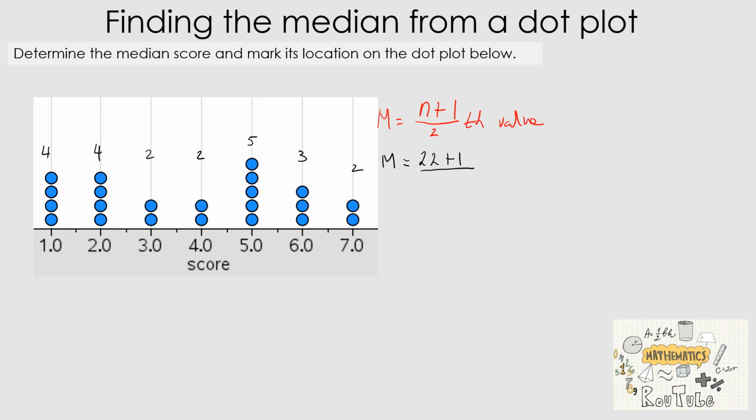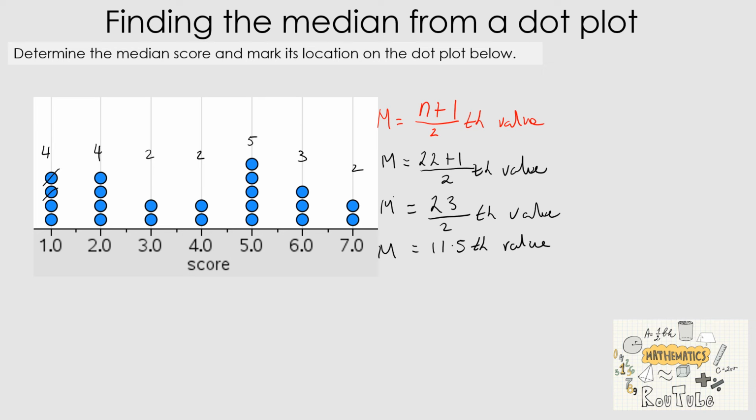So 22 plus 1 over 2, that's the position of the median. This becomes 23 over 2. And just like our previous example, this is going to be between two values because we have an even number of data values. So it should be 11.5, the 11.5th value. Now let's count our values and find the 11th and the 12th value. I'm just going to cross them off on the dot plot.